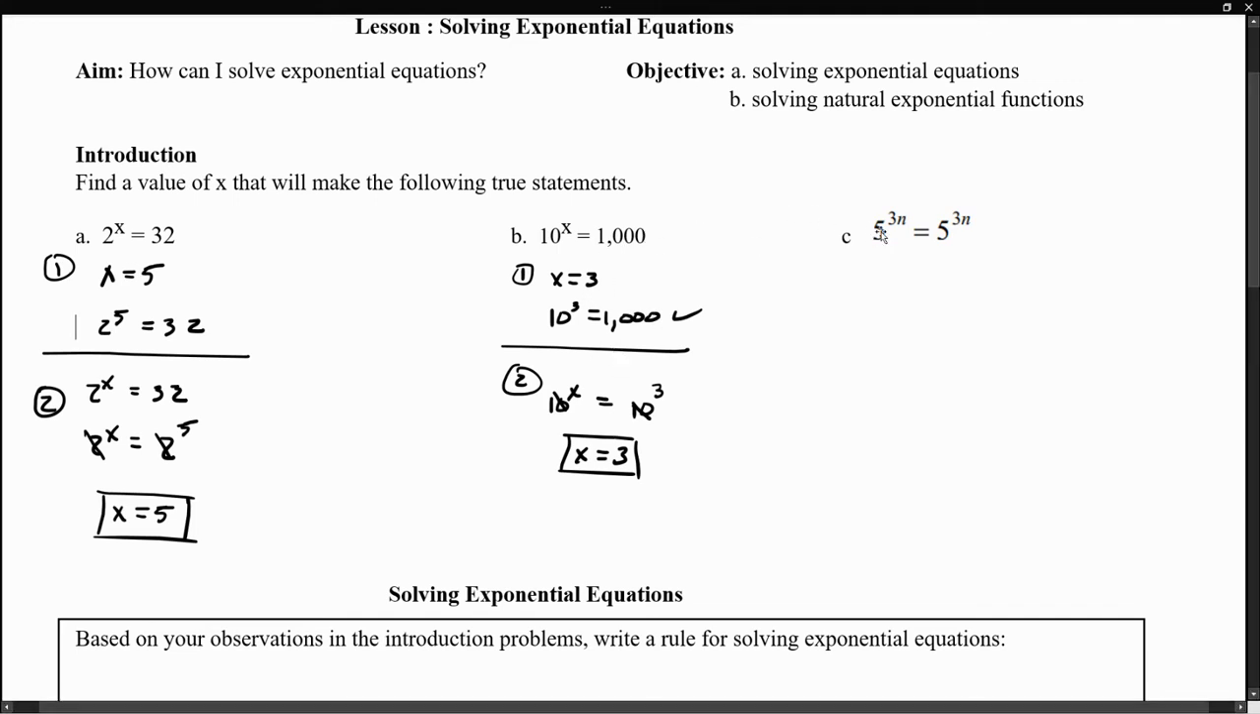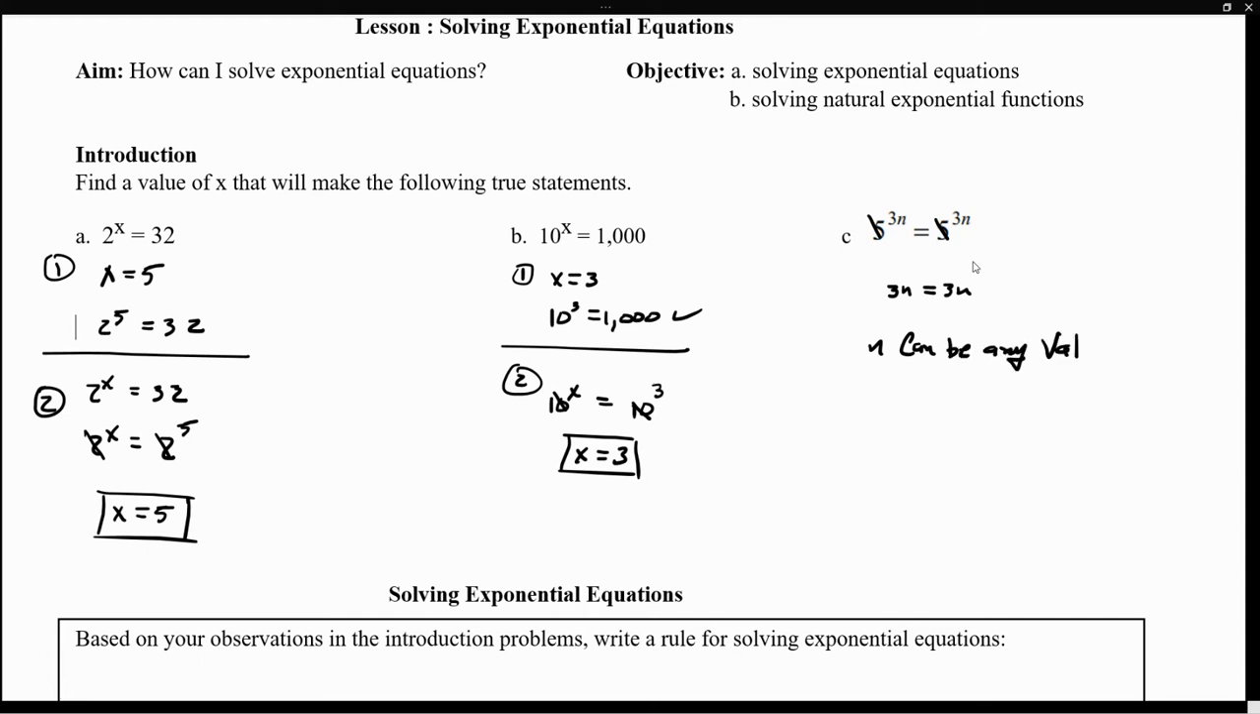For example C, there's not much to think about because they already have the same base. So the bases will cancel out. Now I'm going to make the exponents equal to each other. So 3n equals 3n. Notice that the left-hand side is always going to be equivalent to the right-hand side. So in this case, n can be any value. So we can say that we have infinite solutions.